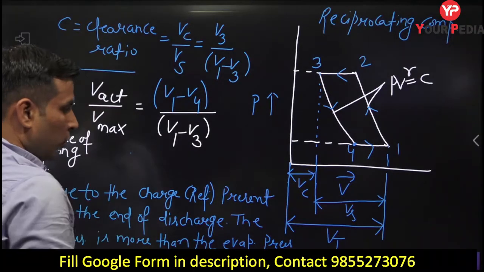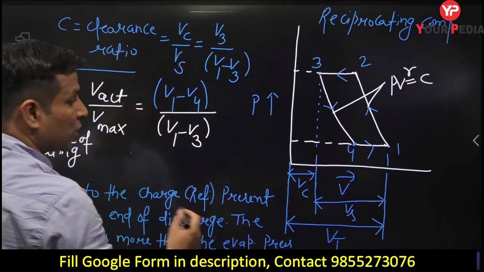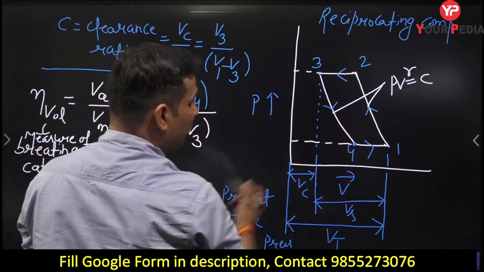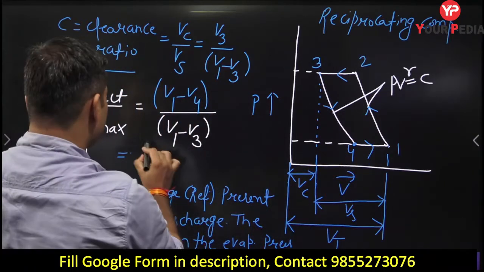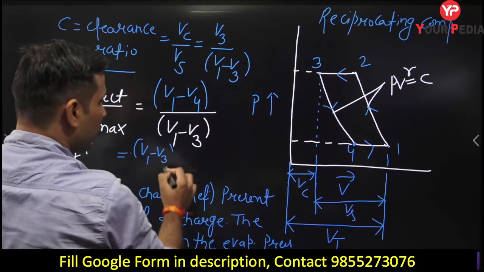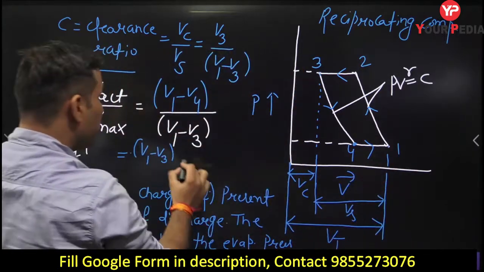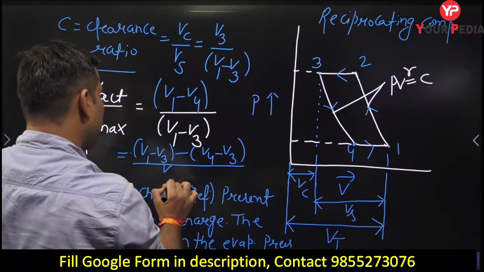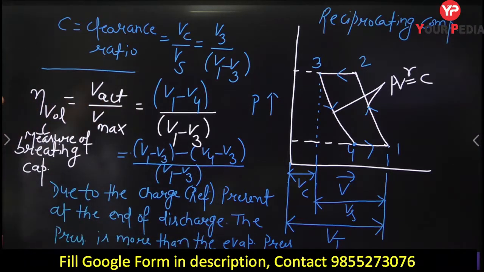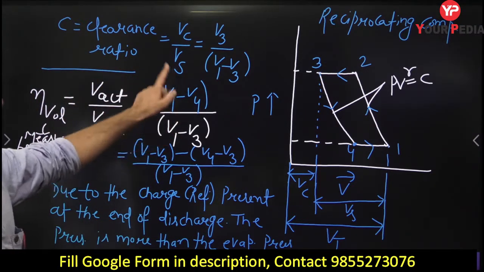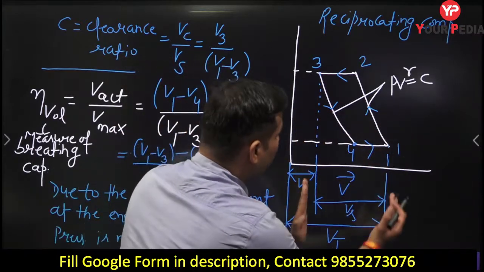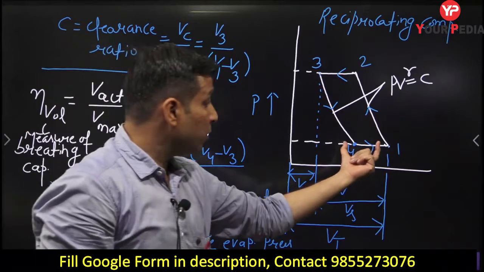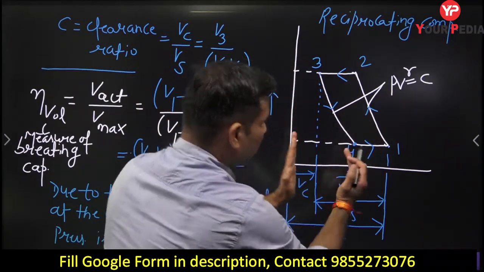Due to that no suction of the charge will take place, actual suction will take place in this particular range only. And you can write it something like this, guys. V1 minus V4 you can write as V1 minus V3 minus V4 minus V3, divided by V1 minus V3, yes or no? Can I write V1 minus V4 as V1 minus V3 minus V4 minus V3? Yes, we can write, because this is equal to this entire quantity minus this.